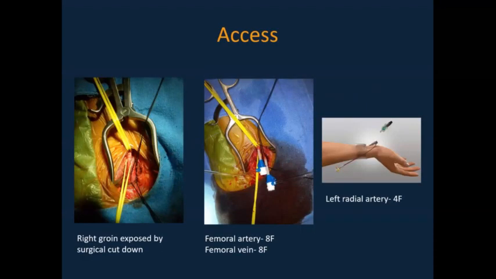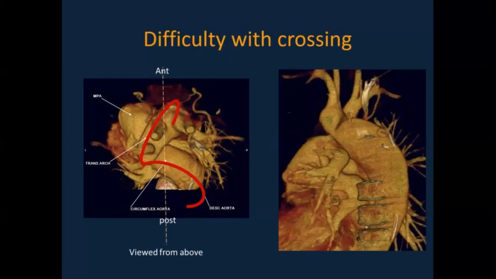We used to do cutdowns at that time, as we did not have Perclose devices and such things in 2011. So we chose an elective cutdown, and also obtained left radial artery access. Crossing this defect was quite difficult because whatever I did from the femoral access, the wire would go into the main pulmonary artery via the ductus. So it was not possible to cross.